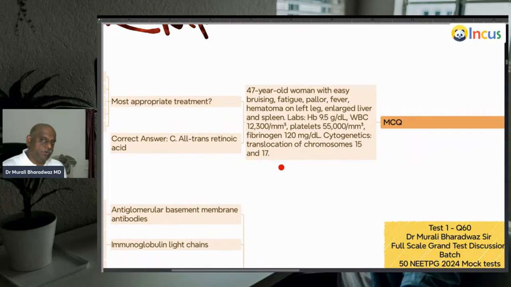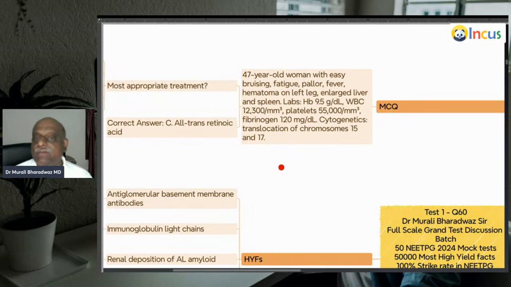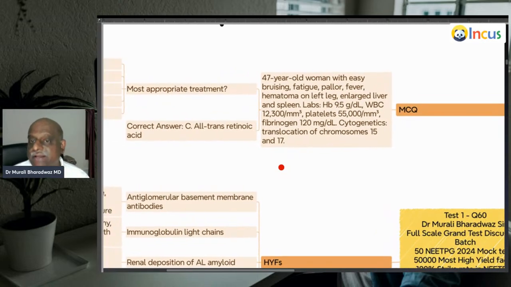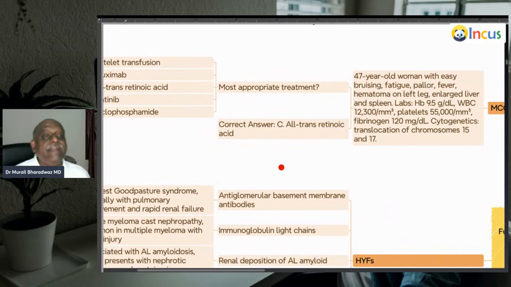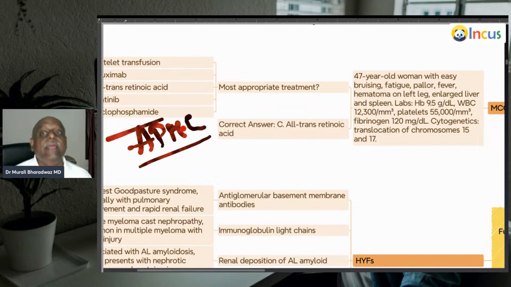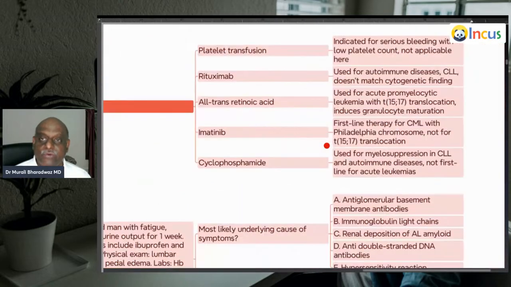47-year-old with easy bruising, fatigue, pallor, fever, hematoma of the left leg, enlarged liver, spleen, WBC is 12,300, platelet count is decreased, fibrinogen is 120, translocation from 15 to 17. What is that, doctor? Acute promyelocytic leukemia, t(15;17). What do we use? All-trans retinoic acid is the one which is being used.